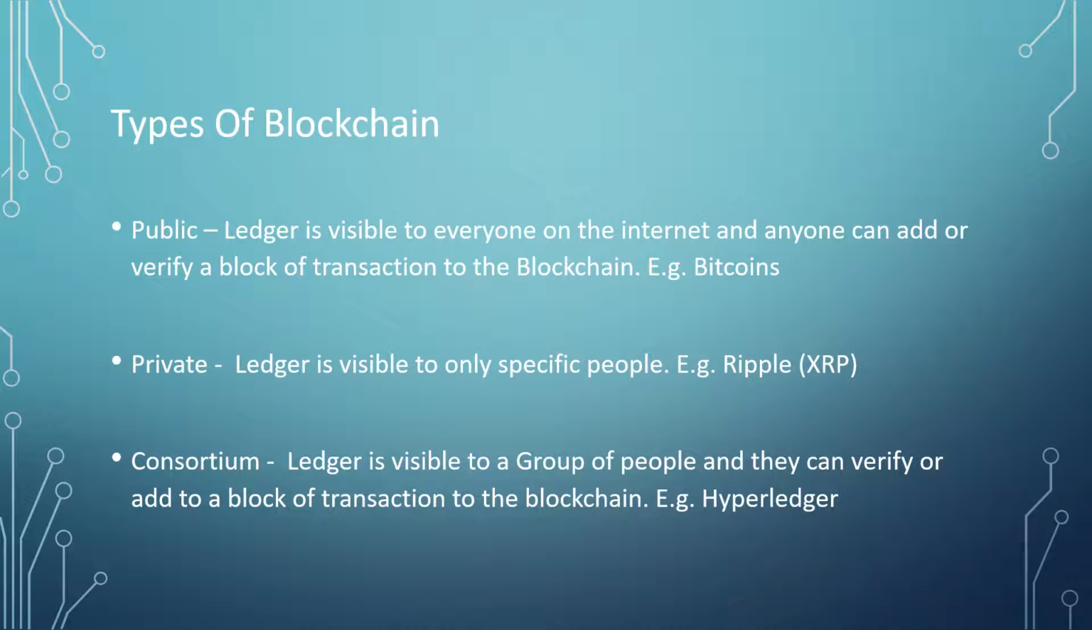For example, if a cryptocurrency is being controlled by various organizations, they will implement a consortium type blockchain so that multiple organizations can have control over the ledger. So only these organizations can add or verify the cryptocurrency.